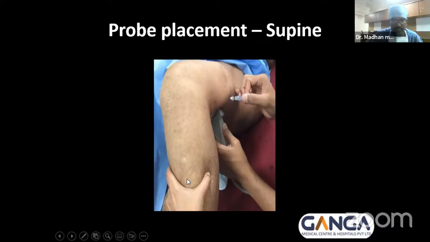Ergonomics wise, this is my least preferred position, because it is against gravity. You have to hold the ultrasound transducer, you have to give adequate pressure, and technically it is a little difficult and you need more expertise.